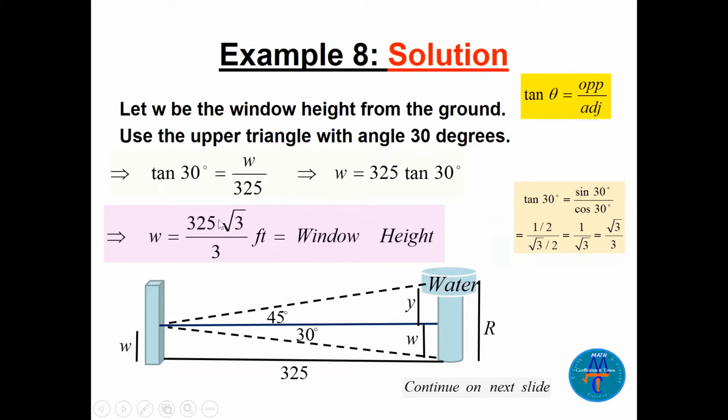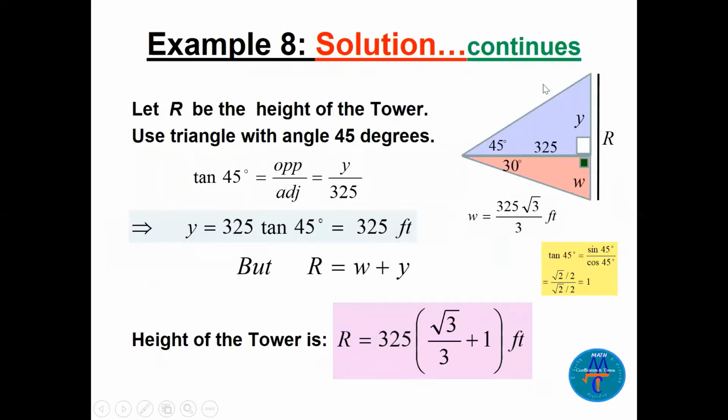All right, tan 30. So W will be, this is the window height, 325 square root of 3 divided by 3 feet. Now let's see. This is W, what we have found. Let's call this part here Y. And this is, how high is the tower? This is capital R, Y plus W.